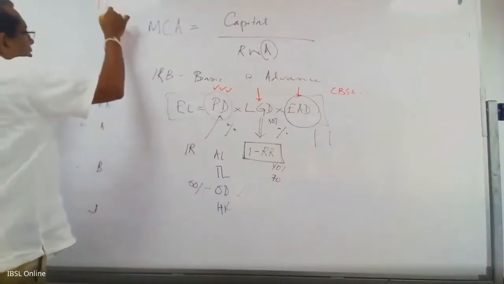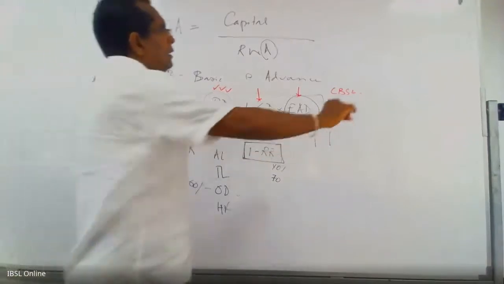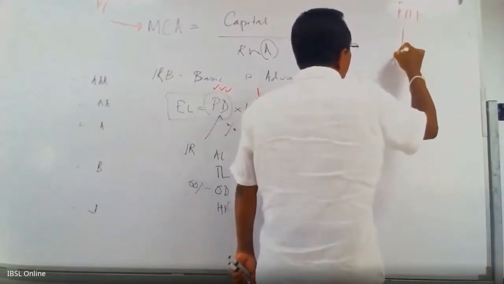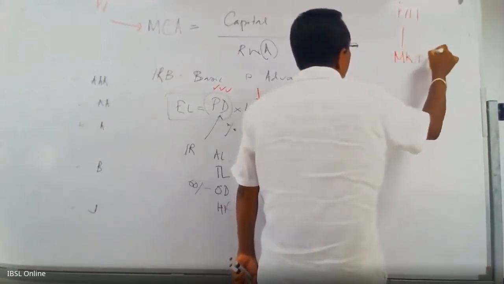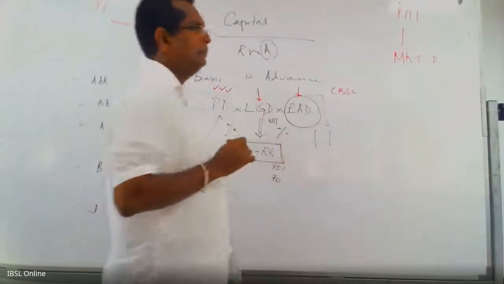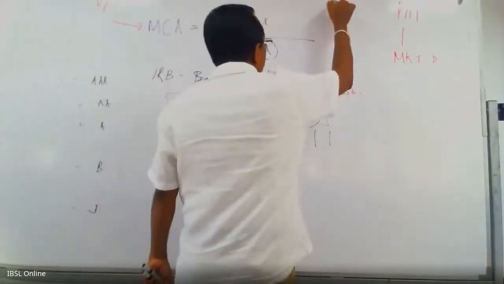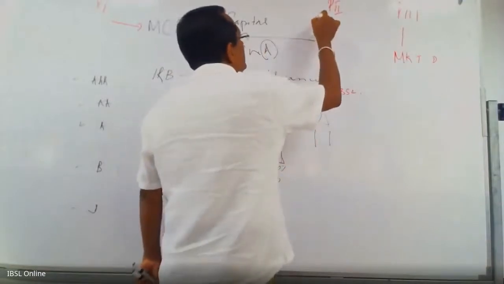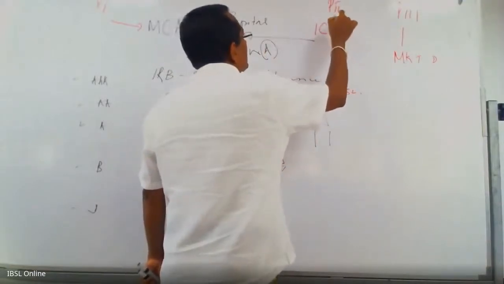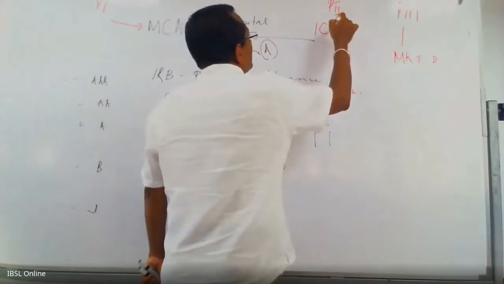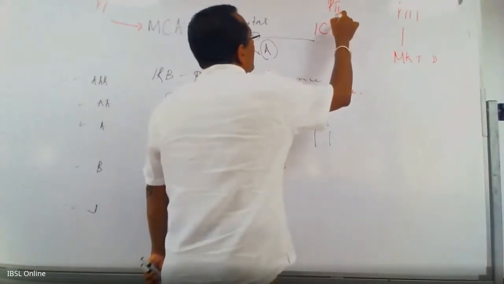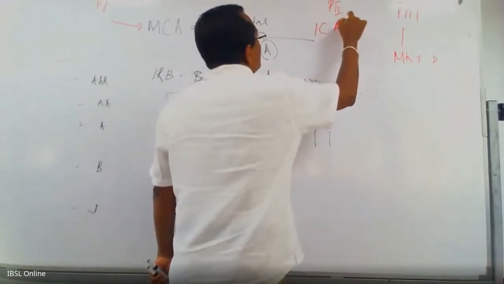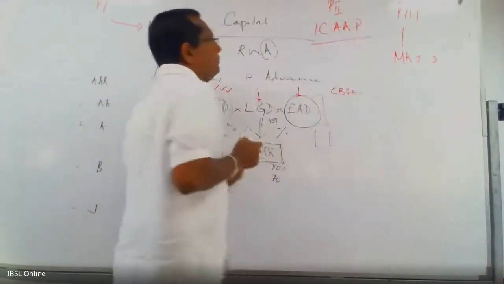Pillar 1 is this. Pillar 3 is market discipline. Then we have pillar 2, which is internal capital, ICAAP. Internal capital adequacy assessment process, right?